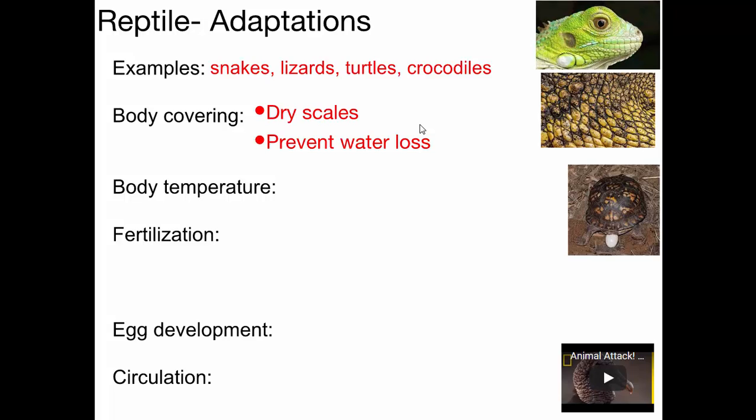Some reptiles can change the color of their scales. Things like a chameleon, for example, can alter the color of those scales for camouflage or to reflect certain behaviors. You can see in this picture the scales, individual scales.